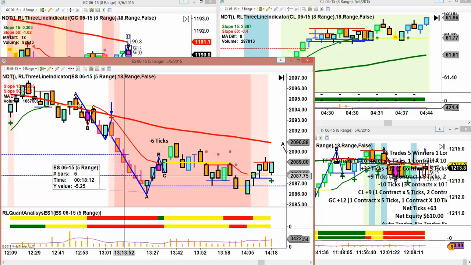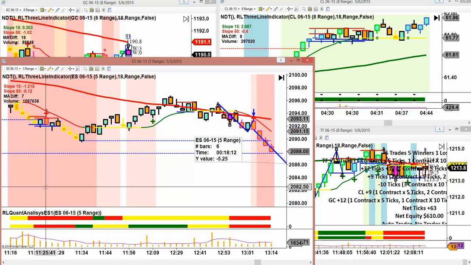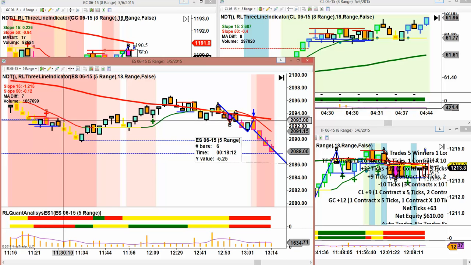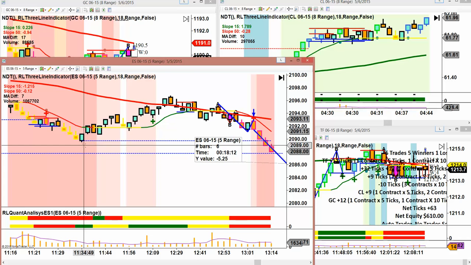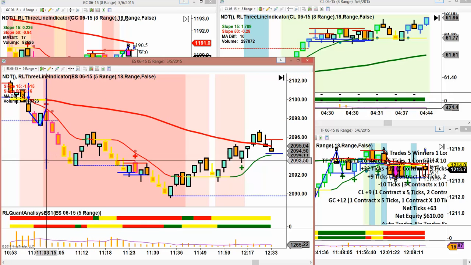That would have been a 5.25 point win right there. Quant line confirms. Now comes back, but all down you go for a very, very nice win. Quant line confirmation on an absolutely beautiful short. We didn't get these beautiful setups today, but they were there yesterday.